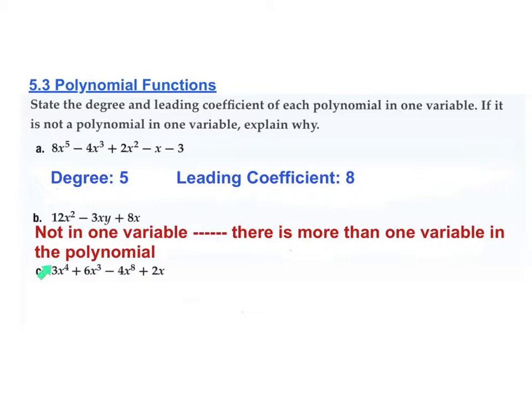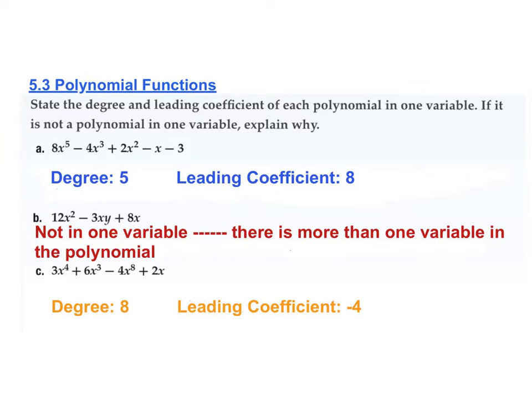All right, let's look at the last one. Is it in one variable? Yeah, they all have x's. The degree, what is the degree for this one? 8. 8, so the highest power in the variable. So the leading coefficient then is what? Negative 4. So that's the coefficient that goes with it. So the degree is 8. The leading coefficient is negative 4.